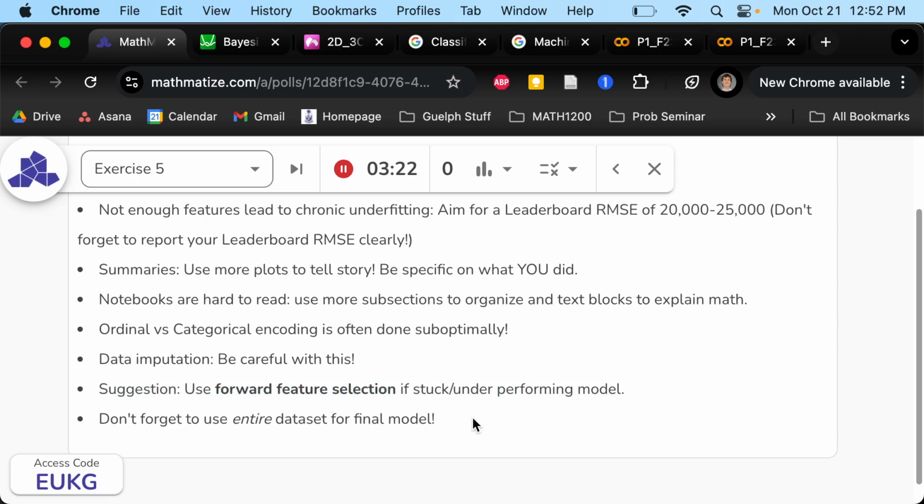And the very last thing, I tried to warn you, but everybody did this anyway. Make sure you use the entire data set for your final model. So you do a train test split. Don't use that as your final model. Use the train test split to figure out what to do, and then use the entire data set for the final model.